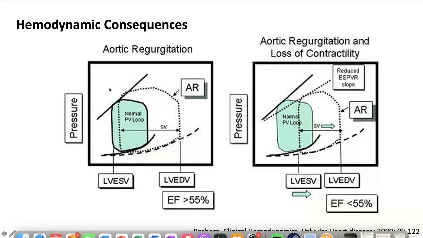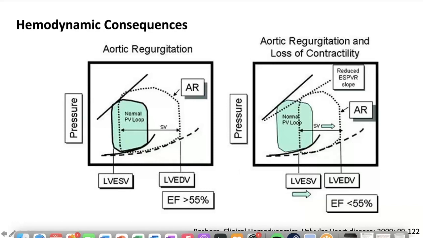And now what the LV tries to do is, especially when it comes to increase its compliance, respond to that increase in volume with its contractility, which will increase its end systolic pressure. And this is in a heart where you're saying that the ejection fraction is normal. So you have a situation that is not only volume overload, but a pressure overload situation on the left ventricle.